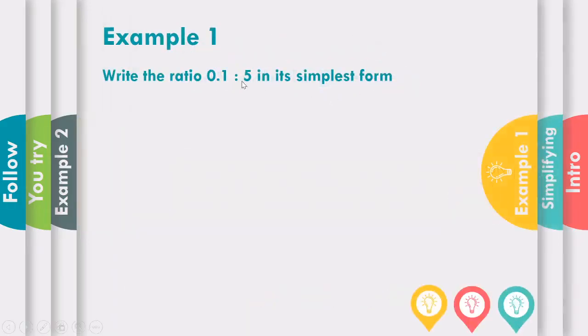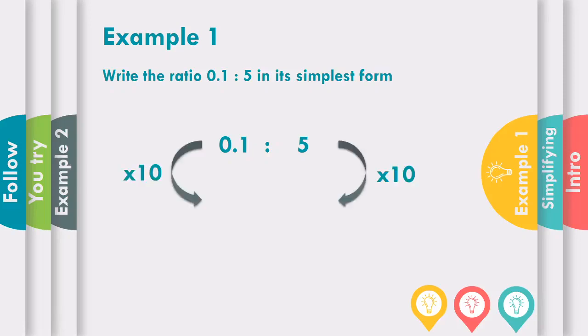So we've got a ratio here. Write the ratio 0.1 to 5 in its simplest form. Well, we don't have whole numbers, so the first thing we're going to do is multiply by 10 on each side. And that's going to get rid of this decimal here. It's going to turn it into a whole number, because 0.1 times 10 gives me 1. And if we do the same thing to the other side to keep the ratio equivalent, we get a ratio of 1 to 50. And we can't actually simplify that anymore. That's my final answer, all in one step, which is awesome.